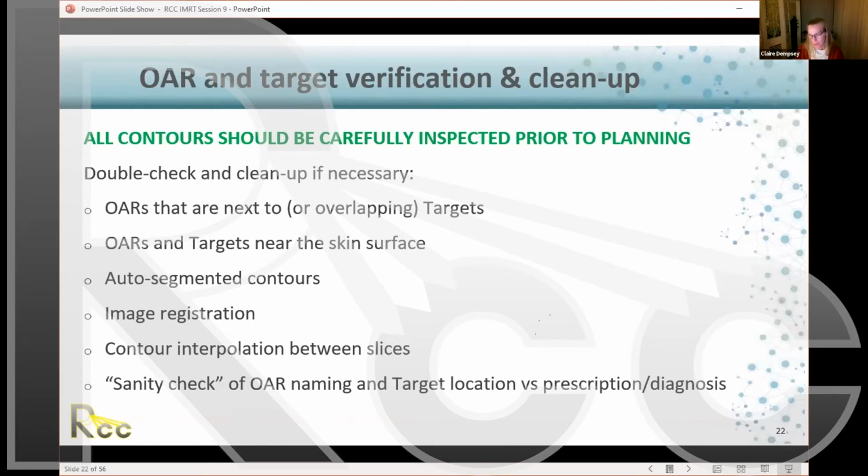So in my department, we tend to crop back any targets and organs at risk by about 3 to 5 millimeters from the skin surface, just so that we're safe and we know that we're not putting those targets out into the air. Again, you need to double check any auto-segmented contours, that they haven't been put in a random place that makes no sense, or they haven't been over-contoured or under-contoured.